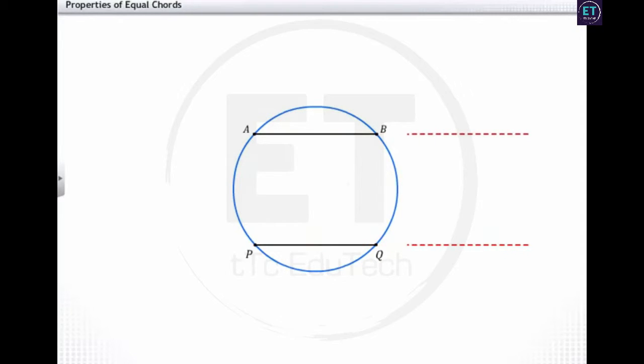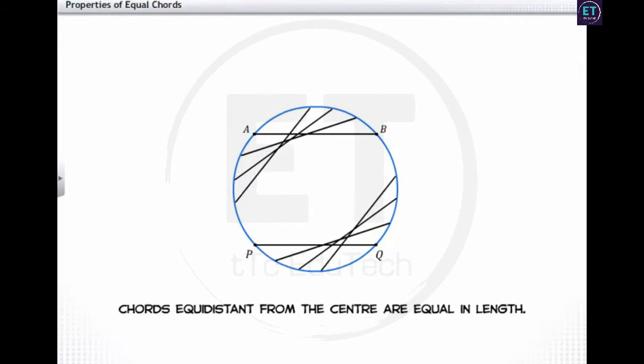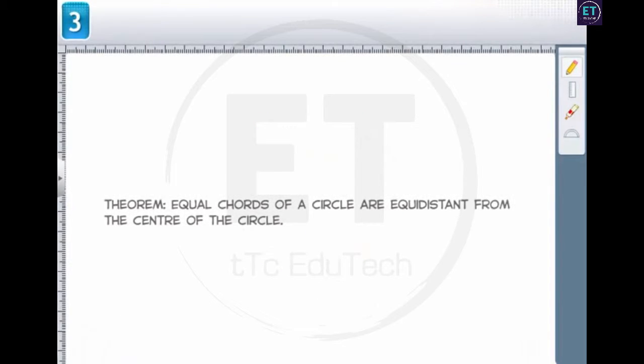If we measure the chords, we find both the chords are congruent. This means that the chords which are equidistant from the center will be equal in length. So even if you don't know the center, and you draw congruent chords anywhere inside the circle, they will be equidistant from the center. Based on this observation, we arrive upon a theorem. Equal chords of a circle are equidistant from the center of the circle.